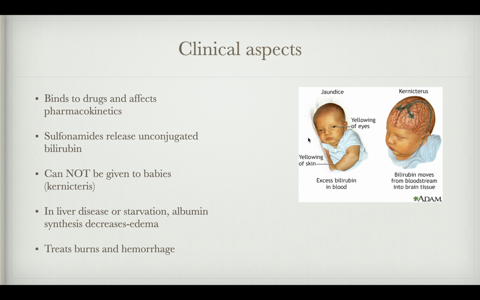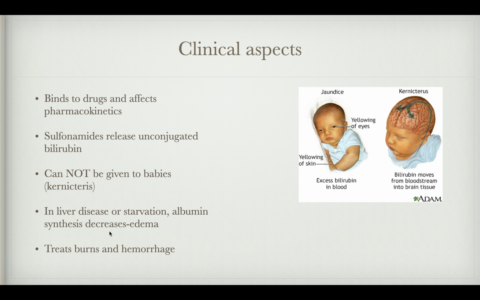So these are the clinical aspects. Albumin binds quite well to drugs and affects the pharmacokinetics. And for that reason, we have to be careful about who we administer these drugs to. So sulfonamides release unconjugated bilirubin, and these cannot be given to babies because it will form something called kernicterus. So kernicterus is when the unconjugated bilirubin moves from the bloodstream into the brain, and that can be aggravated by the sulfonamides.